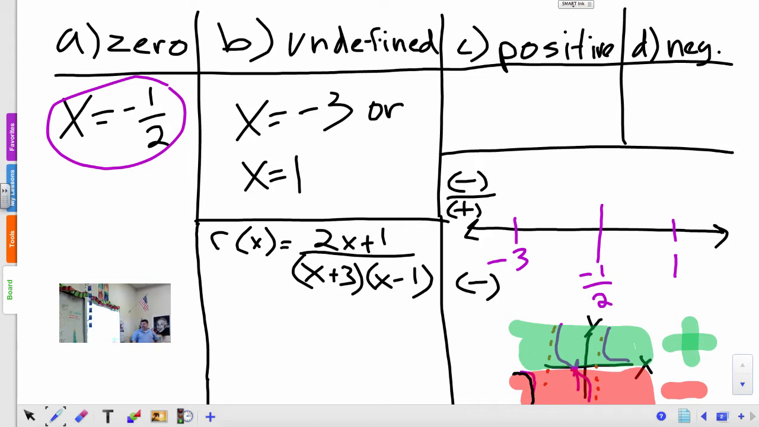Pick a number between -3 and -1/2, -1. When I plug in a -1 in the top, I get -2 plus 1. So I've got a negative on the top. Then on the bottom, I have a positive times a negative. Now, what is the overall sign of that value? Positive, because these two negatives will cancel out. So that's positive. Well, guess what? That's true.